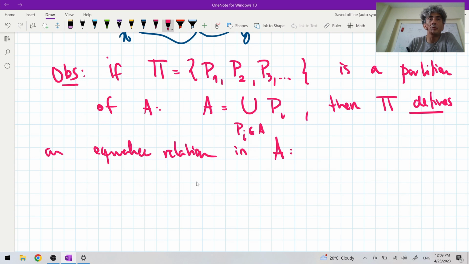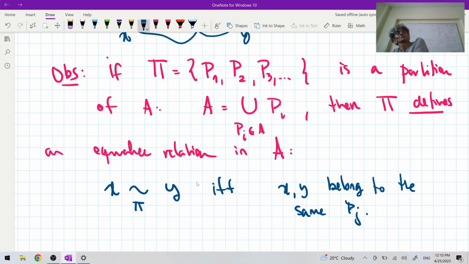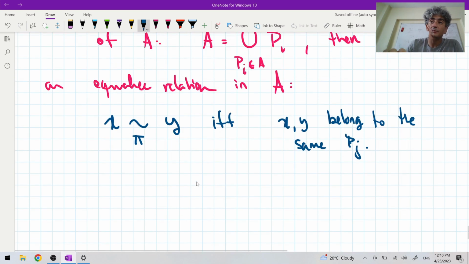By simply putting, okay, we're gonna declare that X and Y are related through pi if and only if X and Y belong to the same piece of pi. So this gives us another way of defining equivalence relations through partitions. And maybe this helps us to talk about one of the most important ones. We'll see an example now.